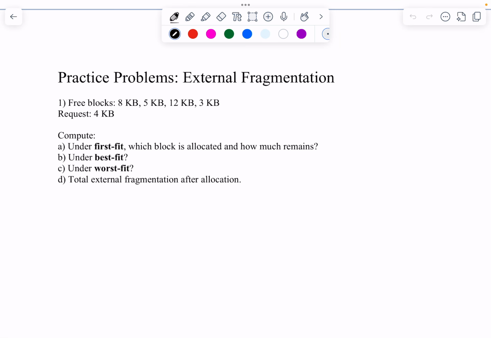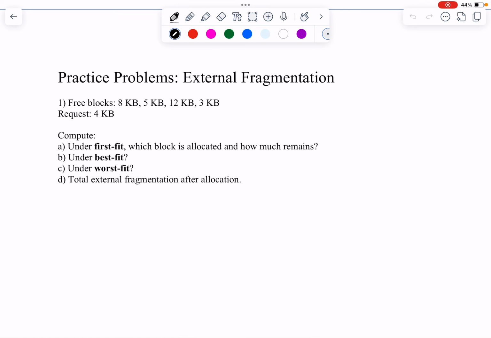All right, let's go through one example of external fragmentation. So we have free blocks of 8, 5, 12, and 3 kilobytes, and we have a request for 4 kilobytes. We're going to compute the first fit, best fit, and worst fit.